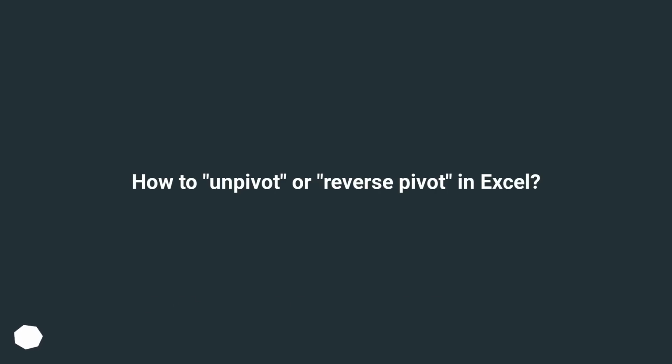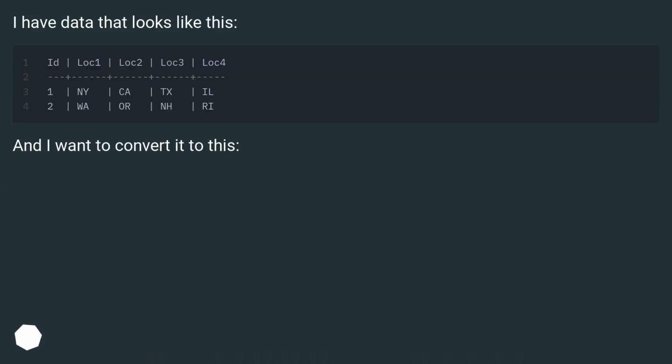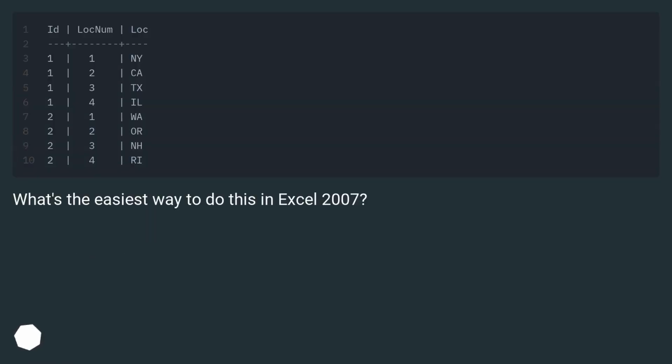How to unpivot or reverse pivot in Excel? I have data that looks like this. And I want to convert it to this. What's the easiest way to do this in Excel 2007?